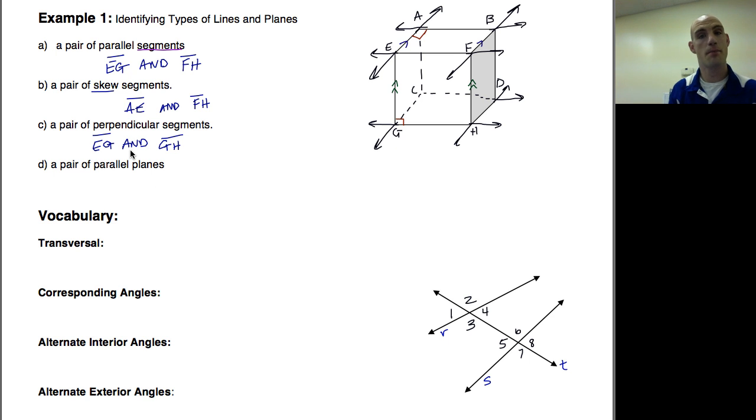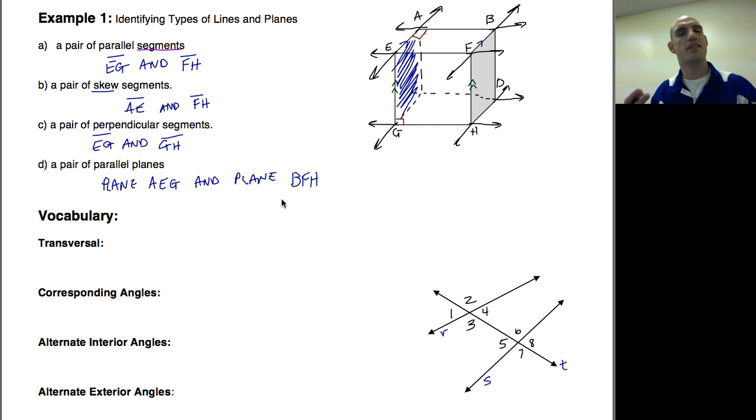A pair of parallel planes, planes that are parallel, meaning they don't intersect. So I'm going to name these planes. How do we name planes again? Oh yeah, 3 points. Plane AEG and plane, so AEG, it's this side over here that I'll mark with blue, and this other shaded plane here, plane BFH. Could have named it in another way, but that's okay.